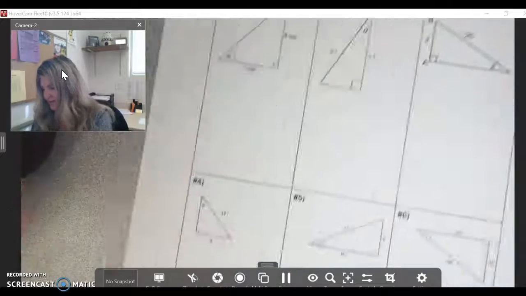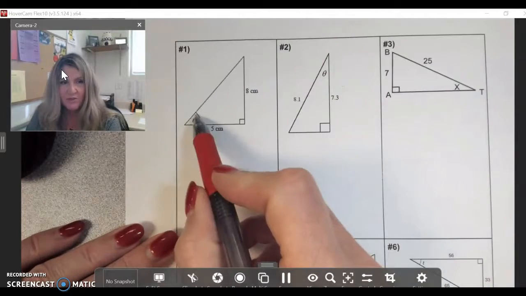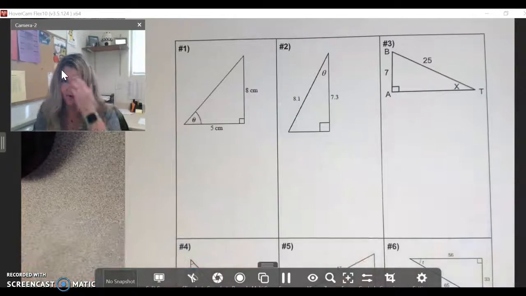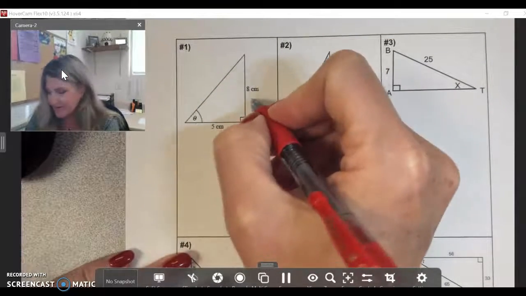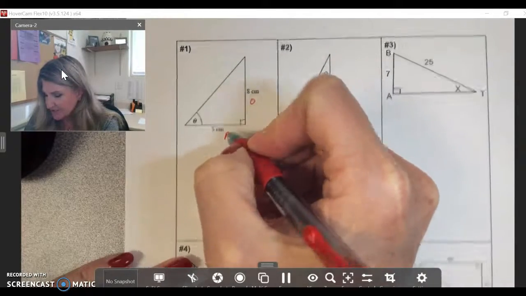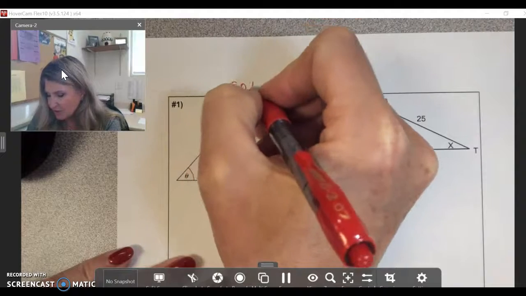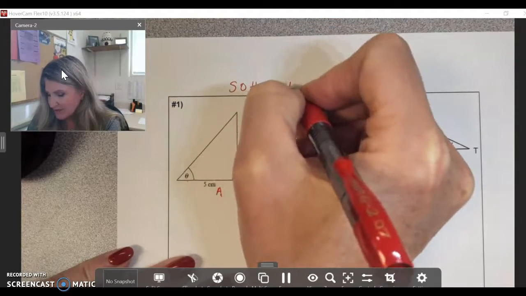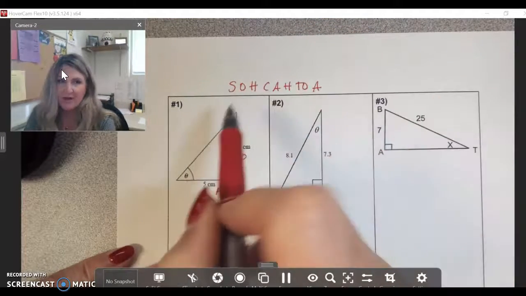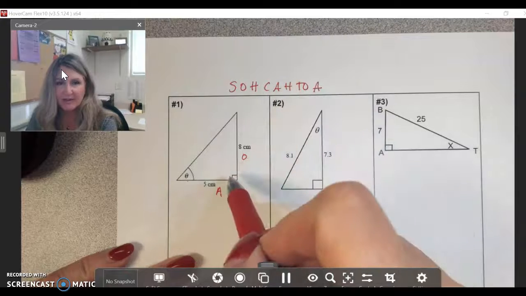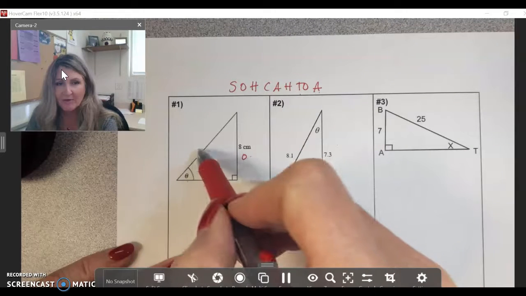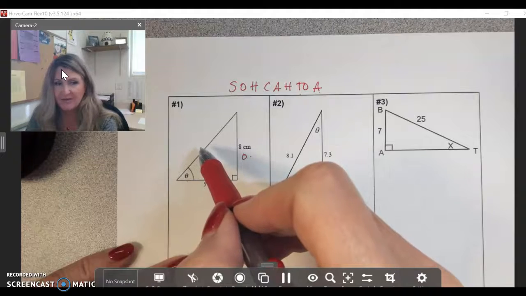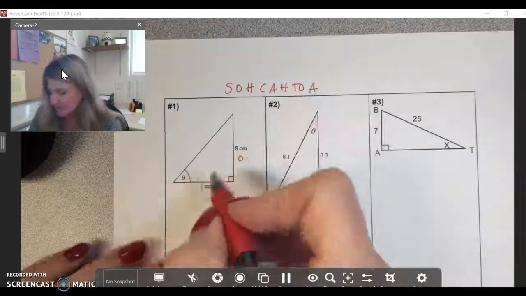Looking at this first problem, we're trying to find this missing angle right here. If I'm going to use my calculator, I can look at my angle. This is my opposite, this is my adjacent. I have to know SOHCAHTOA, and we have to know how to spell that correctly to be able to do it. So we've got O and A. We don't know the hypotenuse, and we don't want to find the hypotenuse. So for O and A, we're going to be using tangent.